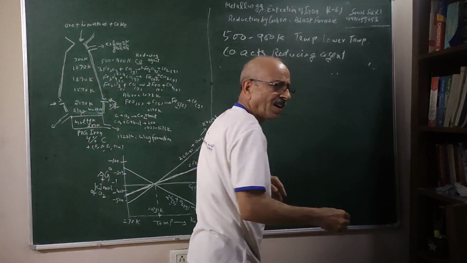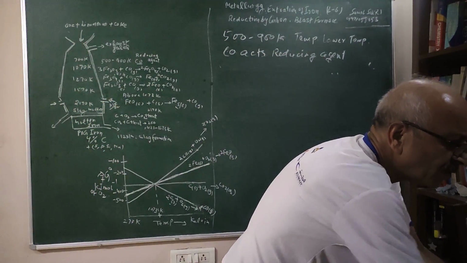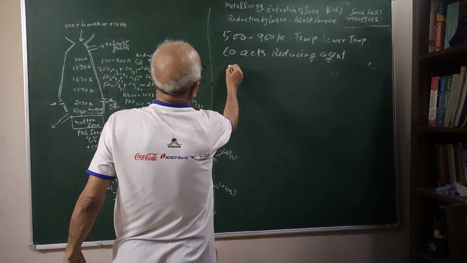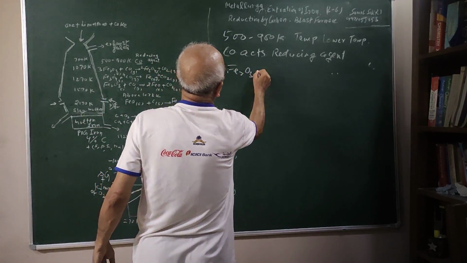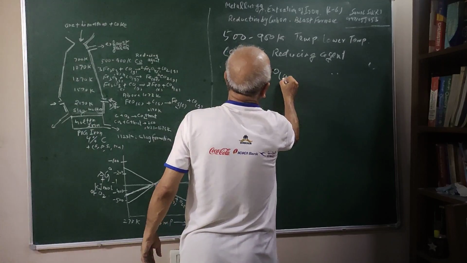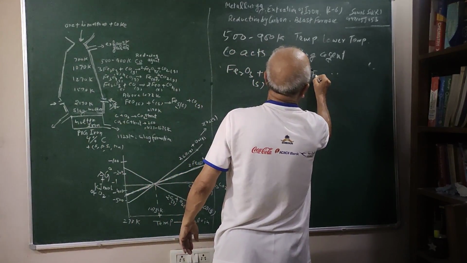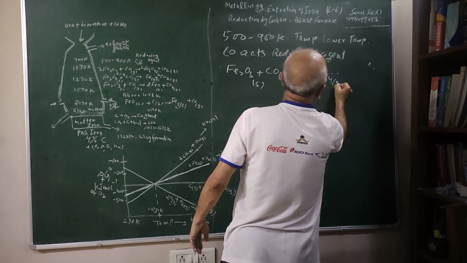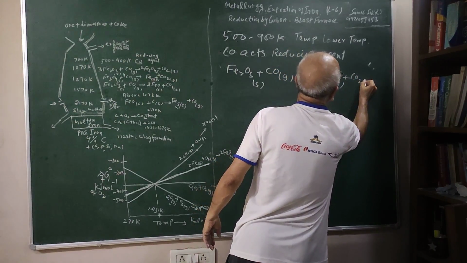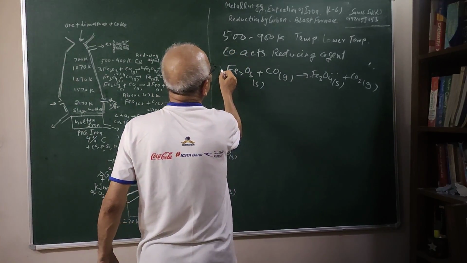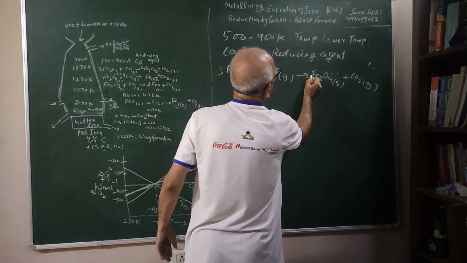And what will be the result of that, students? In this temperature range, Fe2O3 will react with carbon monoxide. This is gas, this is solid, and you will get Fe3O4, which is solid, and carbon dioxide gas. So let us balance this: 3 and 2.